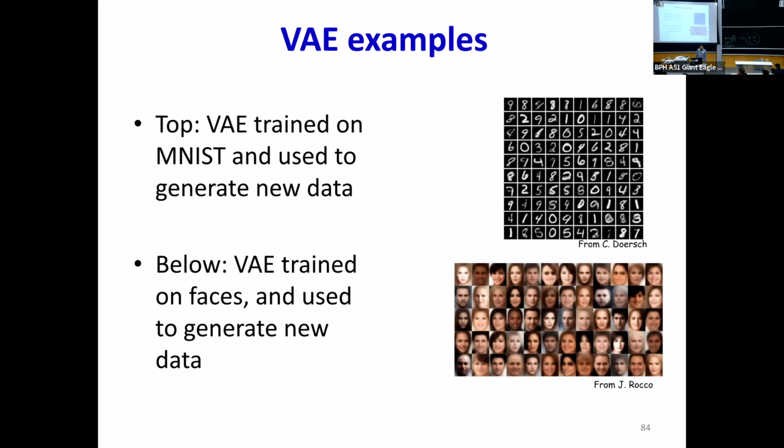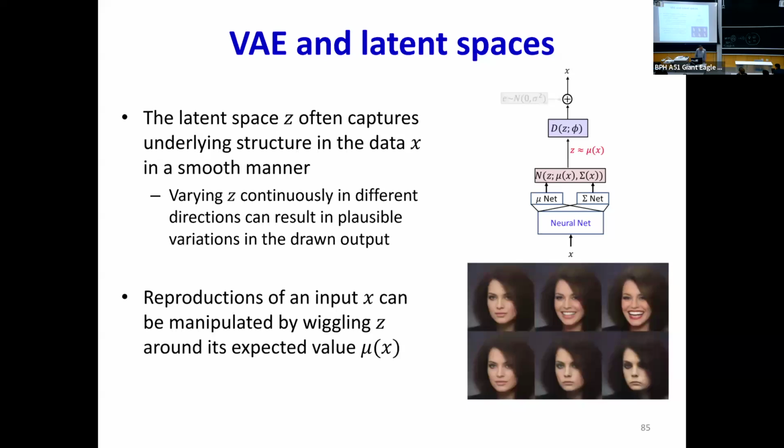Blurry. On the edges, they're blurry, right? So I'll get back to that. Now, the latent space captures the underlying structure of the data. Basically, you're saying the data lies on some manifold, and the latent space is capturing the manifold.